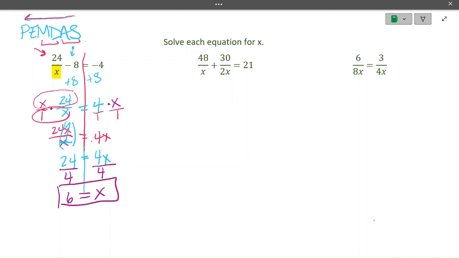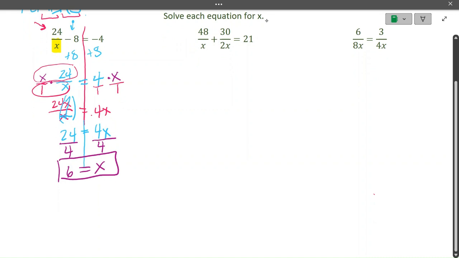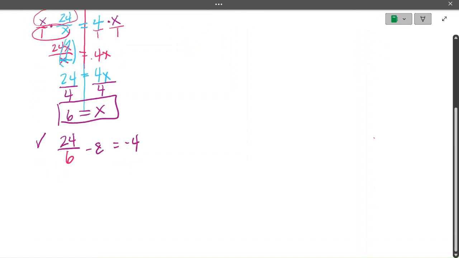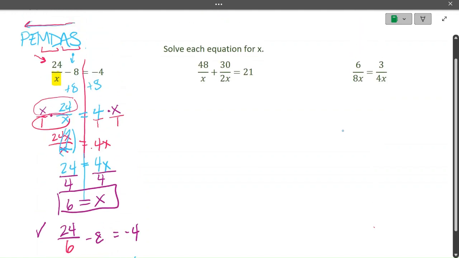So let's just double check that we did this correctly. So here's my check. Everywhere I see x, I'm plugging in the number 6. Okay, so now I have 24 divided by 6 is 6. 6 minus 8 is in fact, oops, let me try that again here. That would have been wrong, except 24 divided by 6 is not 6, it's 4. 4 minus 8 is negative 4. So yes, that answer is correct.